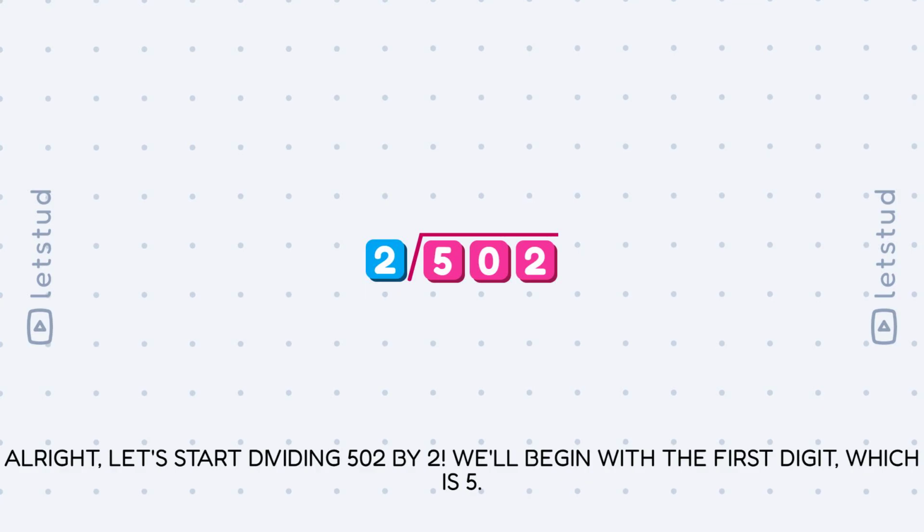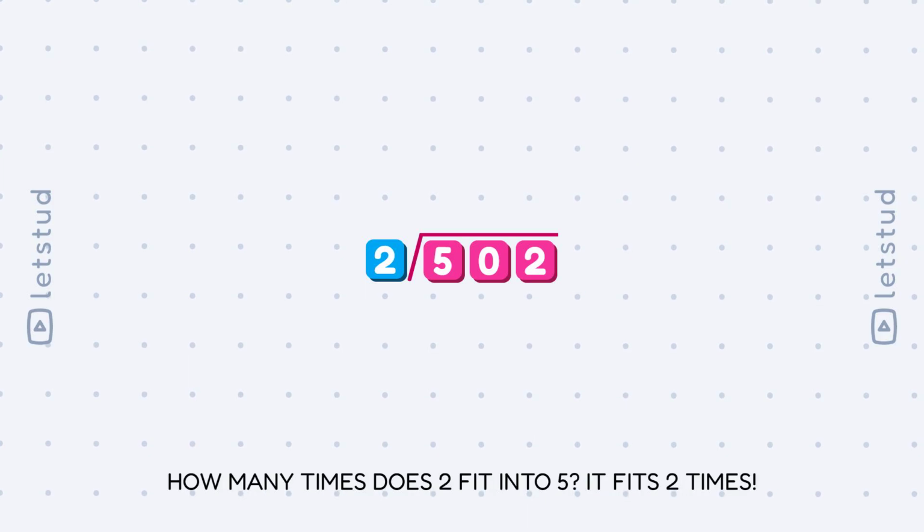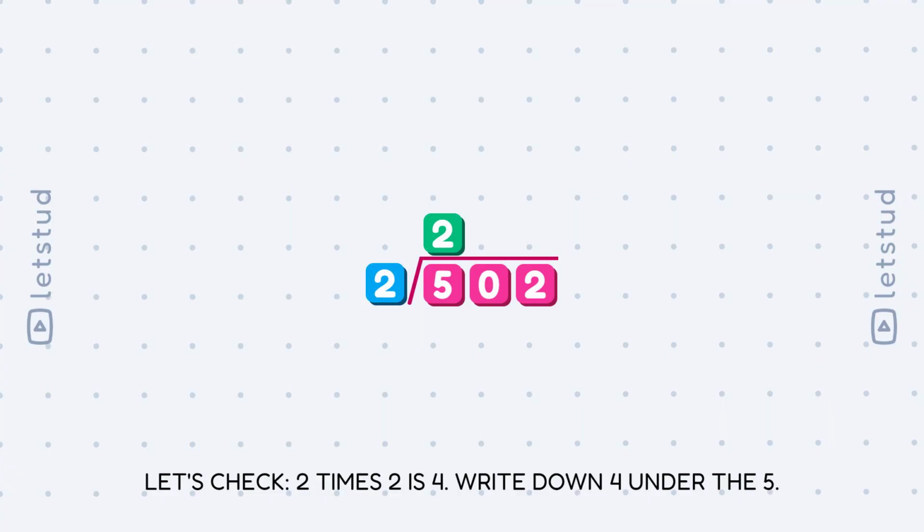Alright, let's start dividing 502 by 2. We'll begin with the first digit, which is 5. We bring down the 5 to start our work. How many times does 2 fit into 5? It fits 2 times. Let's check: 2 times 2 is 4.